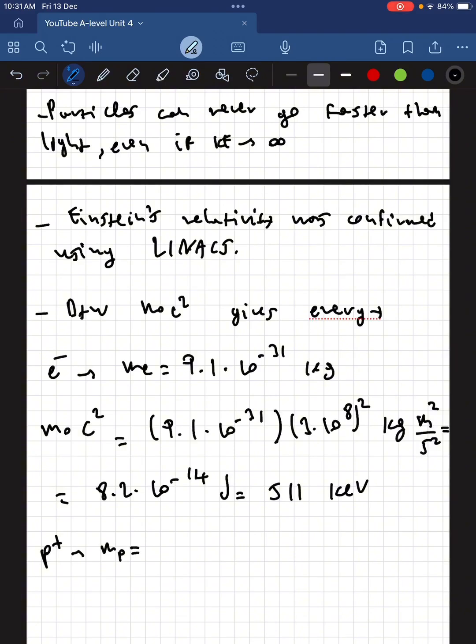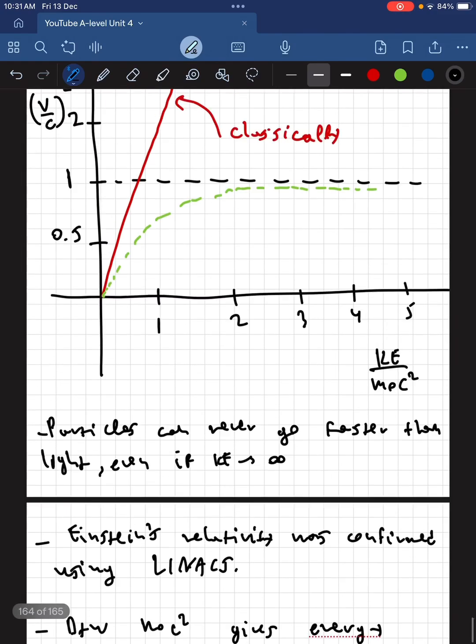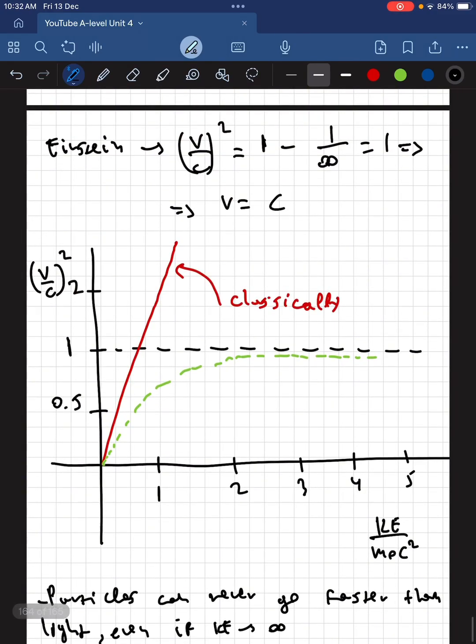For a proton, the mass of the proton is 1.67 times 10 to the negative 27 kilograms. And if we do the same, we find m naught c squared is equal to 1.5 times 10 to the negative 10 joules, which is equal to 939.4 mega electron volts, okay?